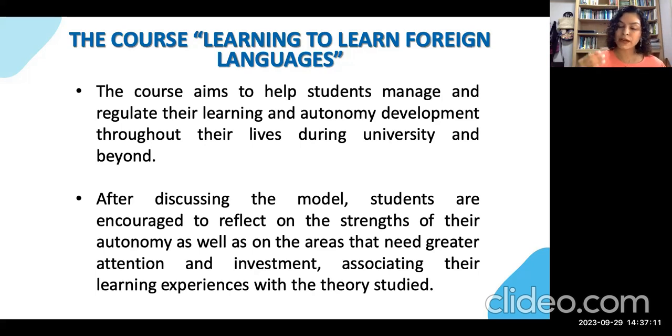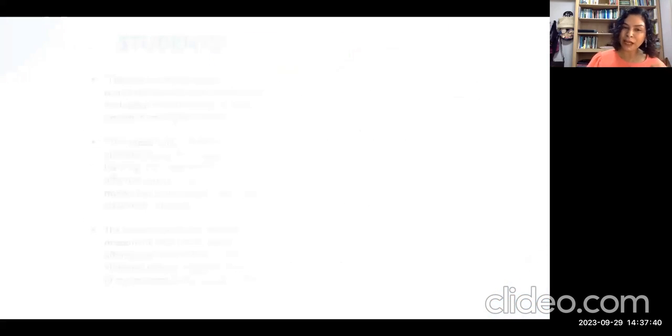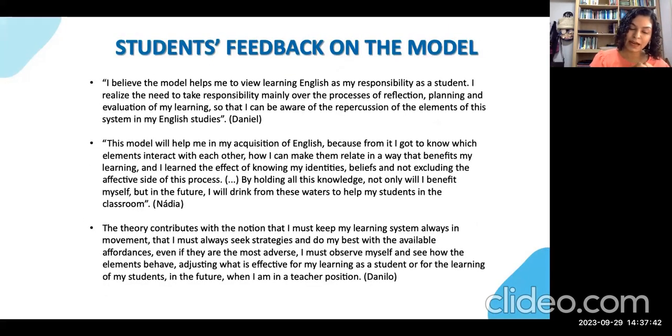And we noticed that reflecting about autonomy impacts their trajectory along their undergraduate course in a positive way. In this course, we also discuss teacher autonomy and the role of the teacher to encourage learners' autonomy. And I've been collecting feedback about the impact of the use of the model in the students' trajectories as learners and as teachers to be. I would like to read these comments from the students' feedback on the model.